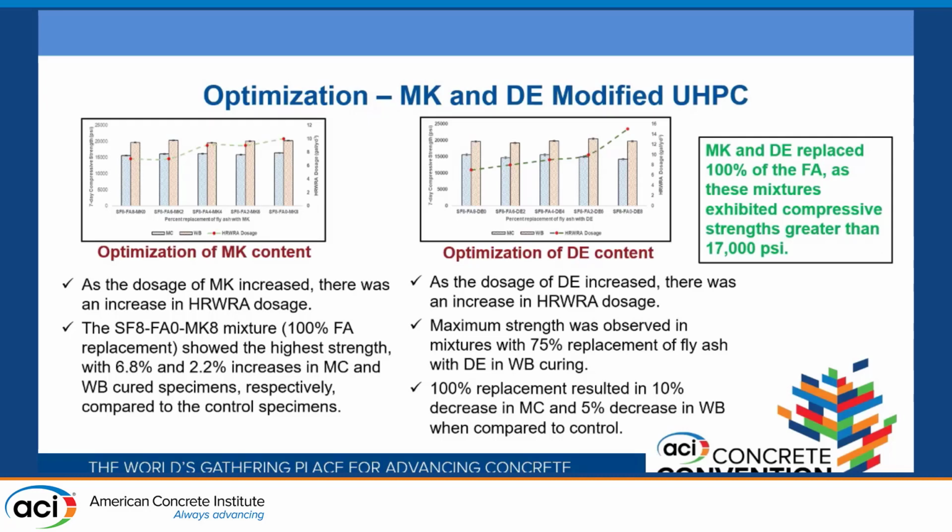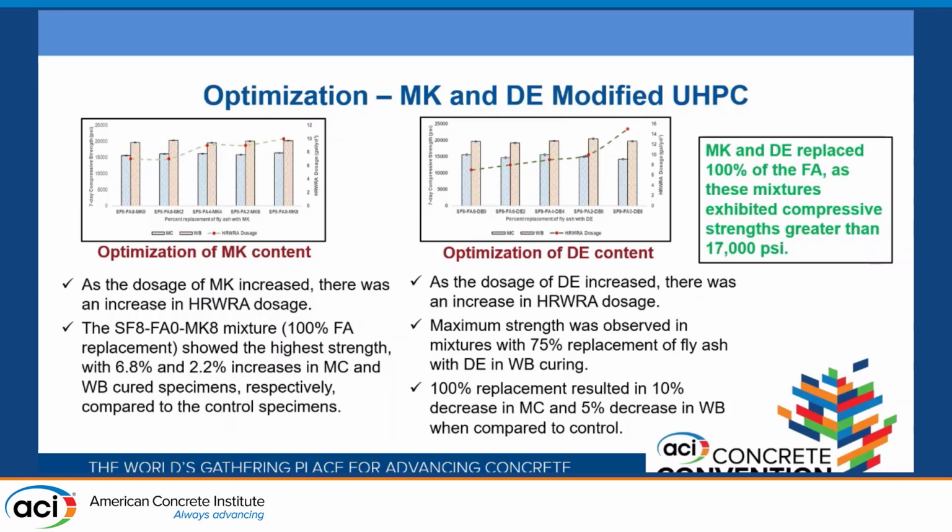During the optimization process, it was observed that the HRWRA dosage increased with the increasing content of MK and DE powders. This is because of the lack of ball bearing effect produced by the fly ash particles.